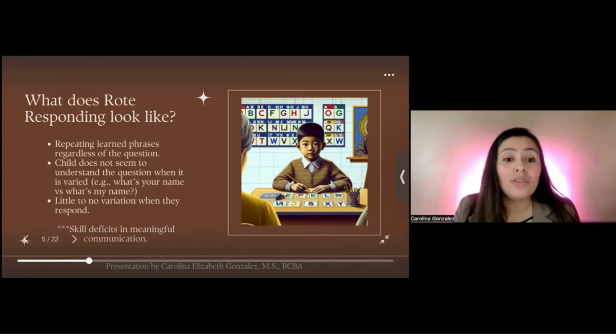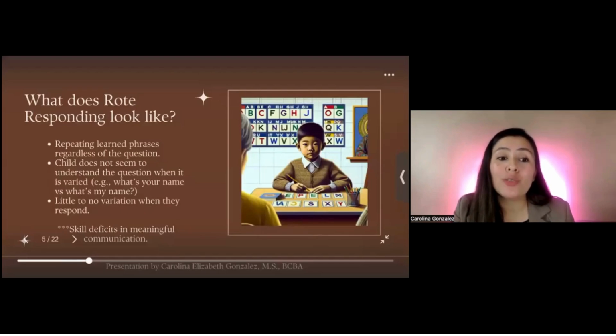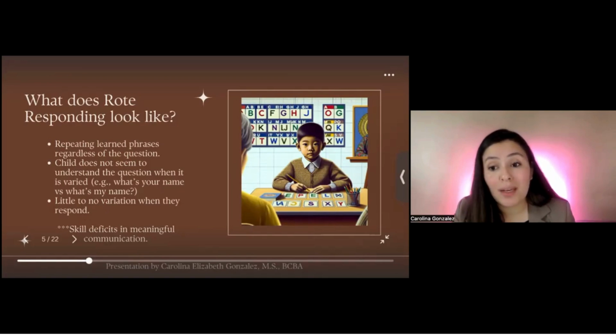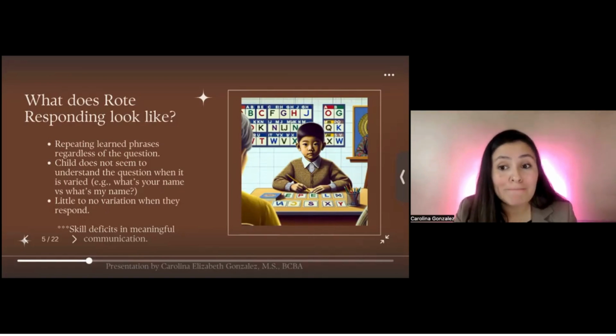Another example is little to no variation when they respond, okay? So going back to little to no variation when they respond, this could look like when your learner knows to greet, right? They've memorized that when a person walks in, they say, "Hello, how are you?" right? But they use the same phrases every single time. And when another person comes in and maybe changes what they're saying, they will keep continuously saying the same thing. "Hello, how are you?" Okay. Has anyone seen this? Yeah, maybe.